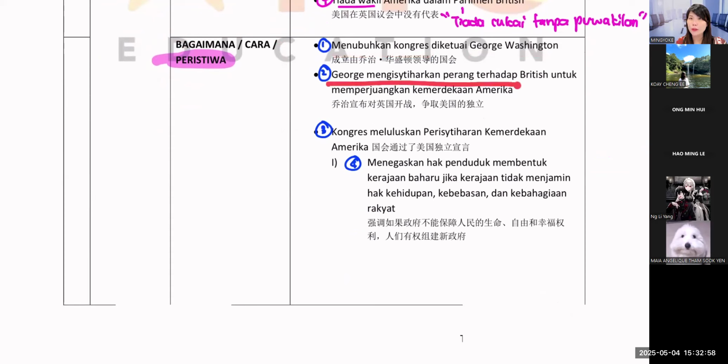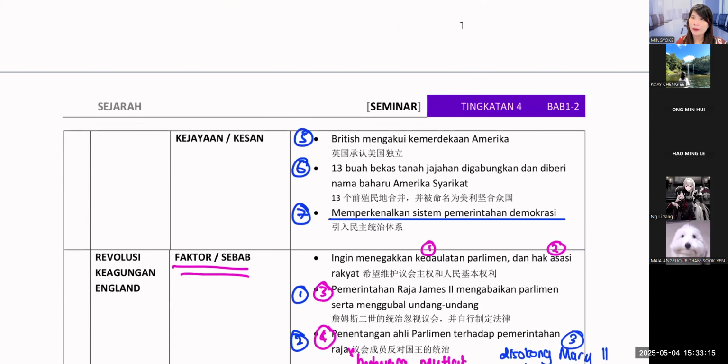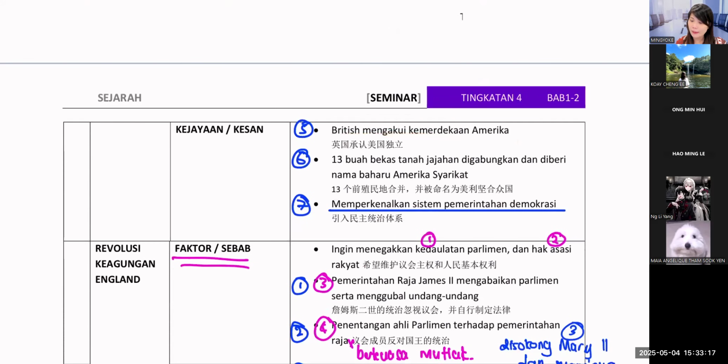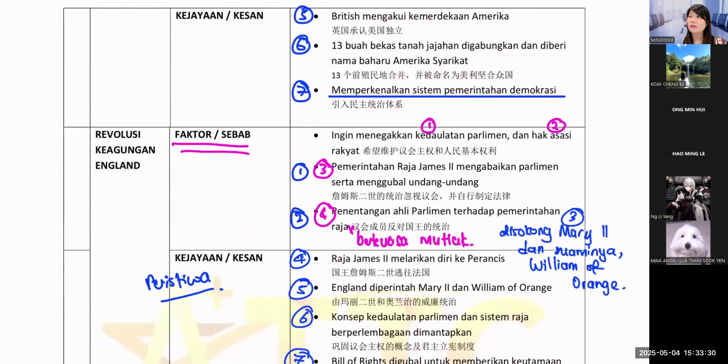Next, how this incident happened is that they formed a Congress led by George Washington. George announced war towards British to fight for independence. And this Congress approved their announcement of independence. They insist on the rights of the citizens to form a new government if the government cannot ensure their rights, their freedom, and their happiness. And consequently, British approved American independence. 13 areas were released and united into American Syarikat, and they introduced a democracy system lah. That's all. This is our Revolusi America.